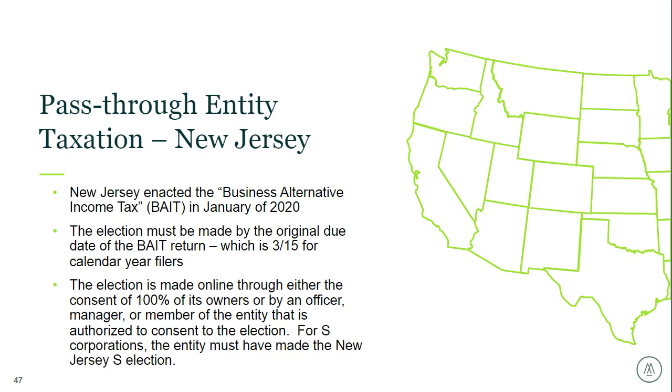The election for the pass-through entity tax has to be done by the original due date of the return for the tax year to which it will apply. So for the 2021 tax year, the BATE election must be made by March 15th of 2022. The election is made either through consent of 100% of the owners or through an officer or a member of the entity that is empowered to make that election under state law.